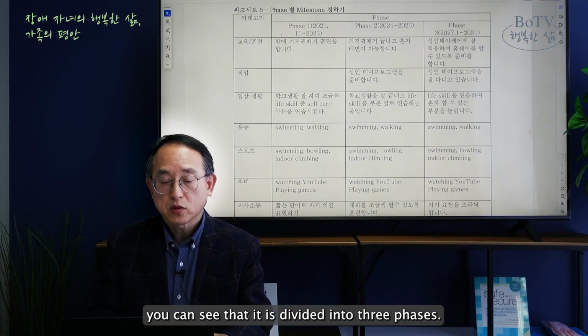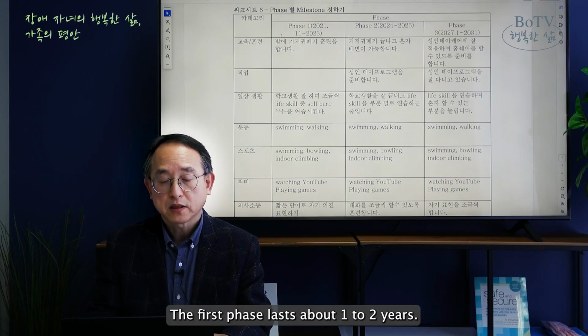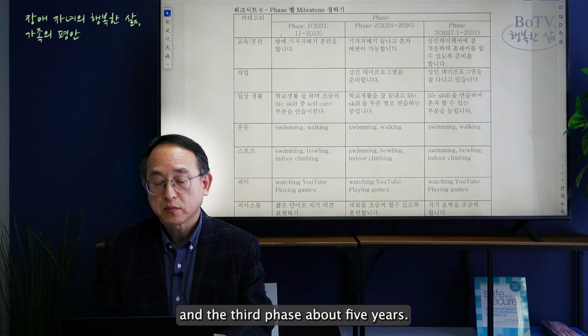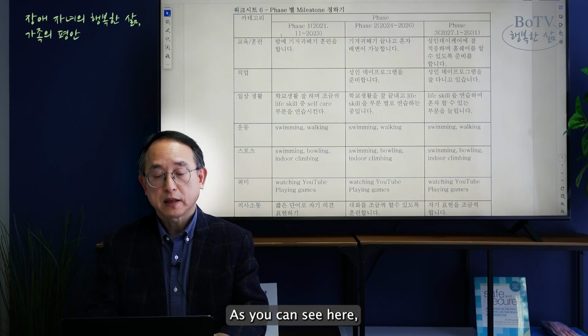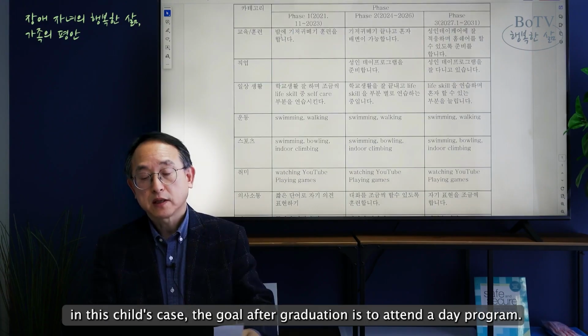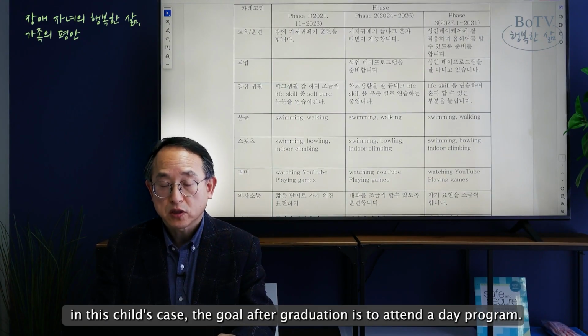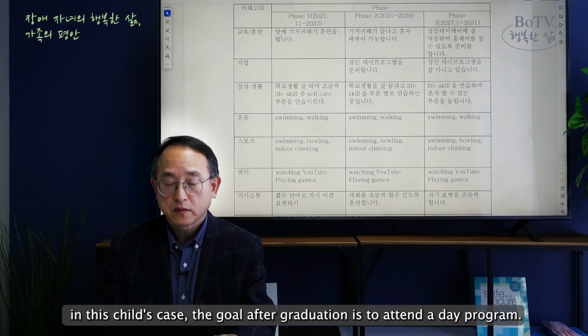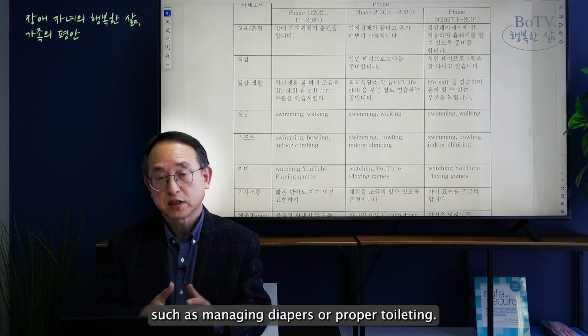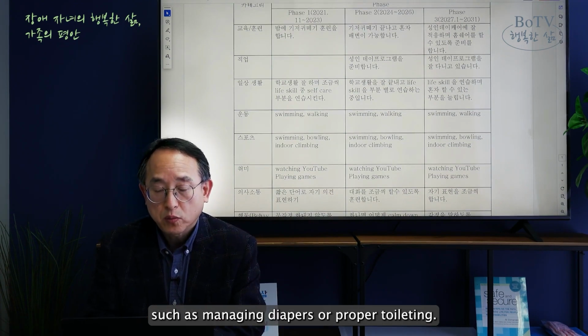If you look here, you can see that it is divided into 3 phases. The first phase lasts about 1 to 2 years, the second phase about 3 years, and the third phase about 5 years. As you can see here, although the details aren't very specific, in this child's case, the goal after graduation is to attend a day program. So until then, the focus is primarily on self-care, such as managing diapers or proper toileting.